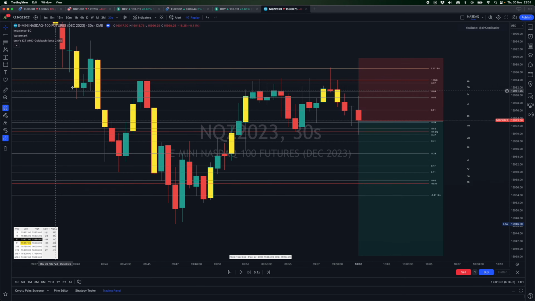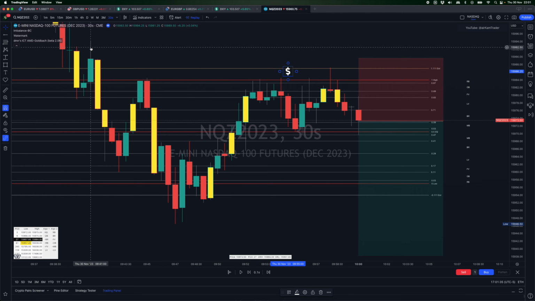Okay, so what do we have? We have relative equal highs here. So we have all these relative equal highs. Now, as you know, no candle is priced randomly. Every single candle has a purpose, an exact purpose. And the purpose of these candles were to create liquidity around the high of the dealing range.